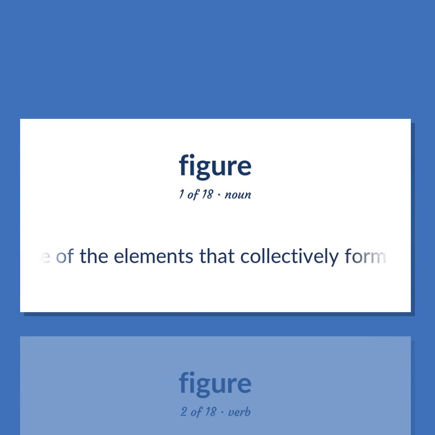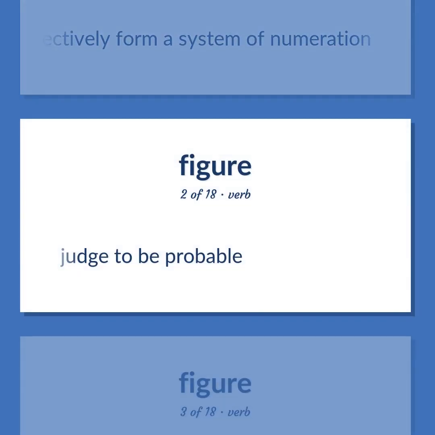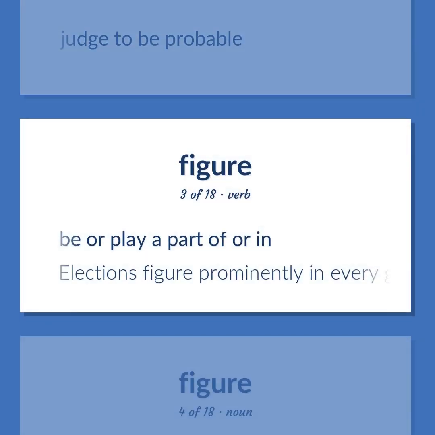One of the elements that collectively form a system of numeration. Judge to be probable. Be or play a part of or in. Elections figure prominently in every government program.